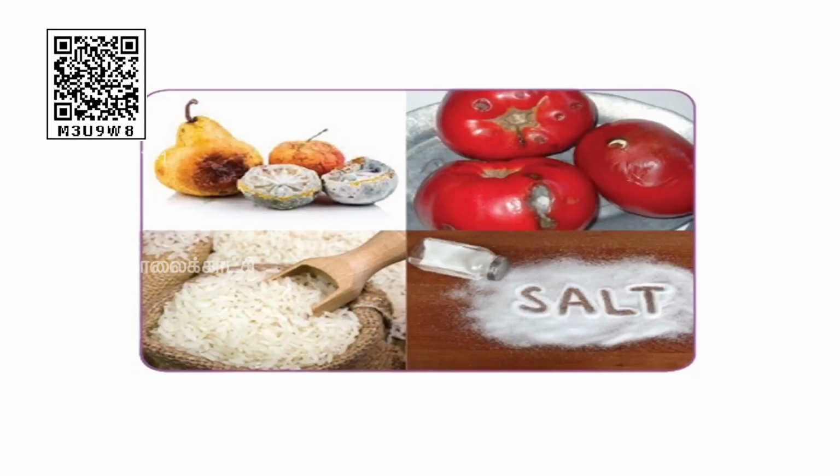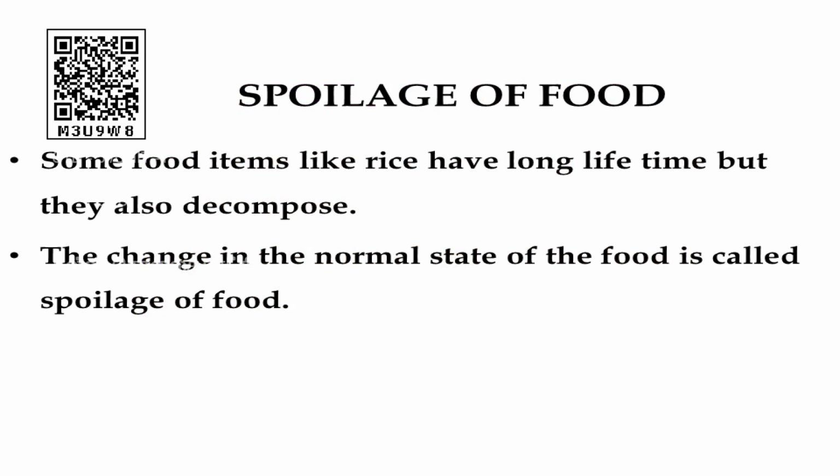Okay, look at the image, children. Now what happened to the tomato? It spoiled. Why? It is not fresh for a long time. Look at the fruit, children, it also spoiled. Why? Since they are all perishable foods. Now look at the salt and the rice. They are not perishable foods. Why? Because they have long lifetime.